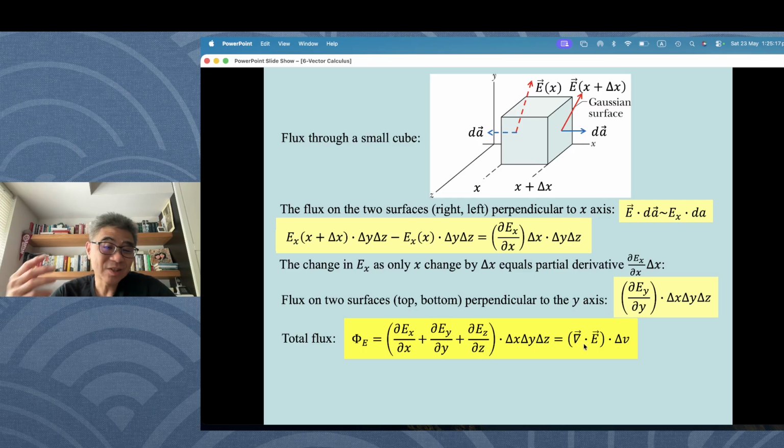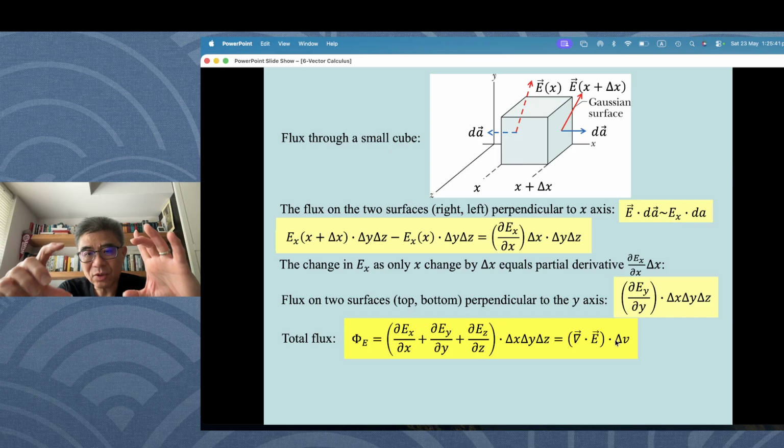Okay, it's hard to believe this calculation could be simplified into such a simple expression. Again, that means the flux through a small cube is equal to the divergence of the electric field times the volume of this small cube. We assume that, of course, it's a cube.